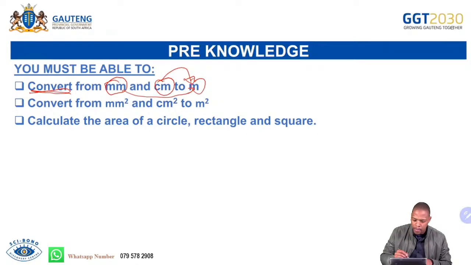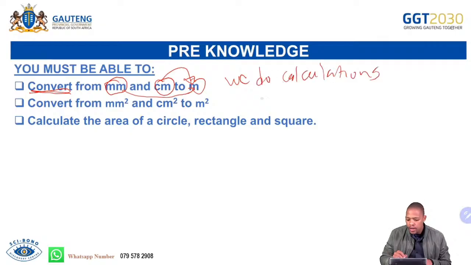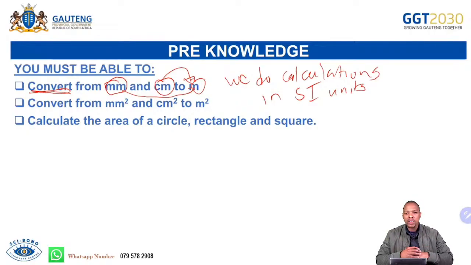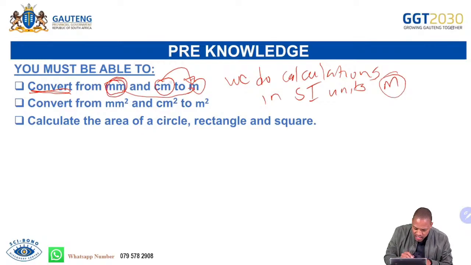And you must always remember that we do calculations in SI units, okay? And the SI unit of distance, displacement, height, radiuses will be meters. So anything that is not given in meters must be converted to meters. Most likely you are going to be given your distances, your heights, your radiuses in either millimeters or centimeters, okay? If not meters already. So if it's already given in meters, then you are fine.